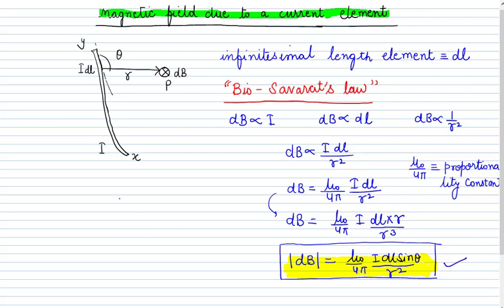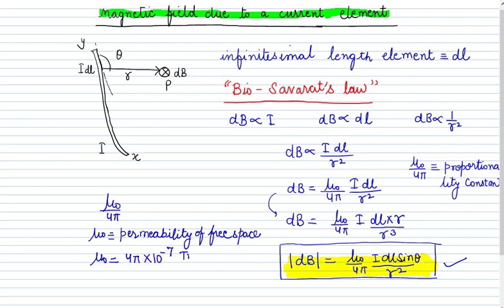And now if we come to the constant, that mu naught upon 4 pi is a constant. And 4 pi has some value because pi is 22/7, that is 3.14. So this mu naught, which is the permeability of free space, or you can say the permeability of vacuum, will be written as mu naught is equal to 4 pi into 10 to the power minus 7 Tesla meter upon ampere. So this is the unit for mu naught, and mu naught is a constant which always has the value of 4 pi into 10 to the power minus 7.